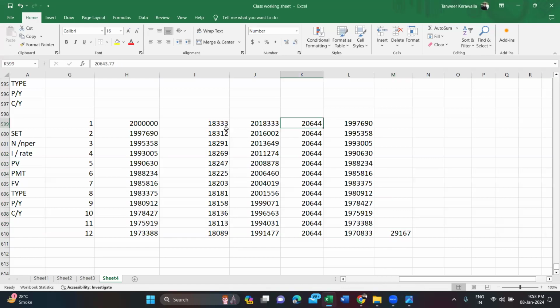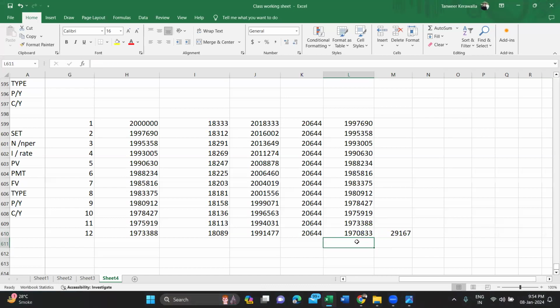Because out of 20,000, 18,000 was interest which you are paying, right? The loan amount is huge, right? So 1.1% per month is also almost 20,000, right? So that's the principal amount you have paid. So the balance is this much after the end of 1 year.